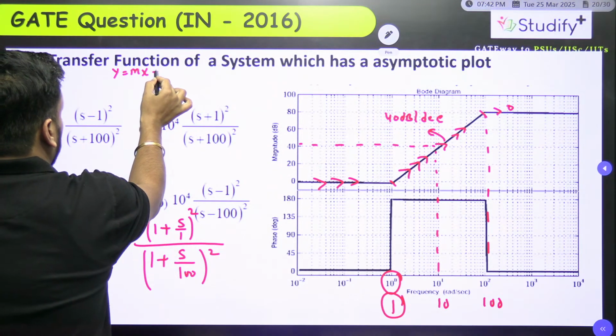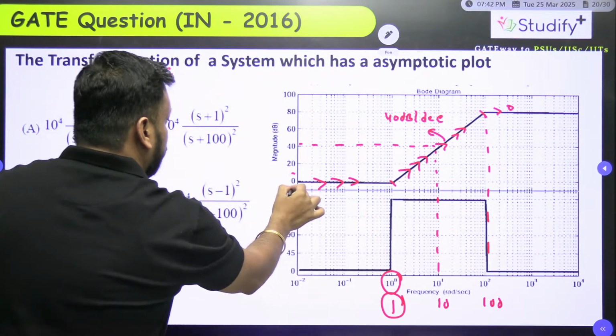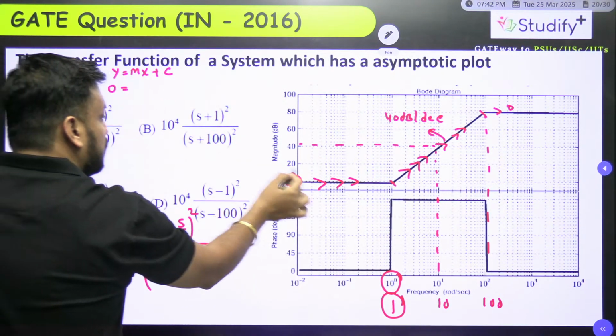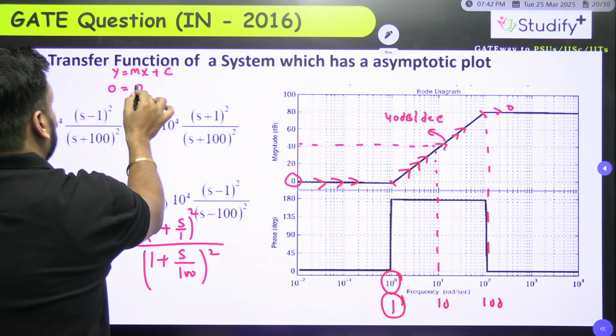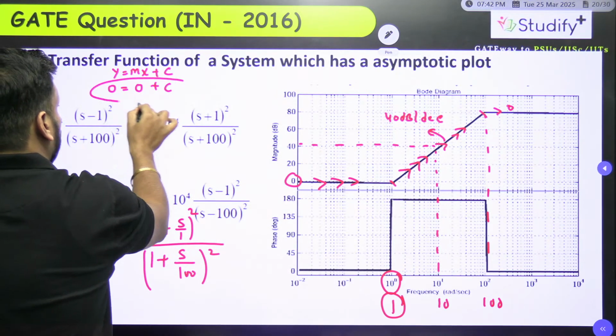So I'm writing here y equal to mx plus c. What is the y value? Initial value 0, sir. What is the initial slope? Slope also 0. So y be 0, slope be 0, c be 0. Some students will say k be 0.